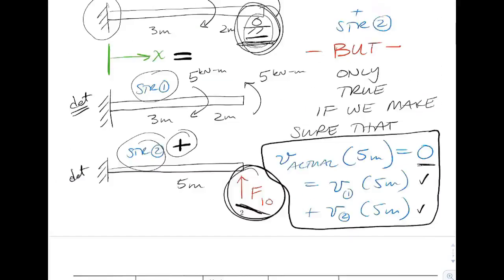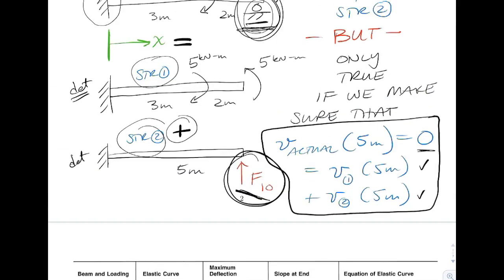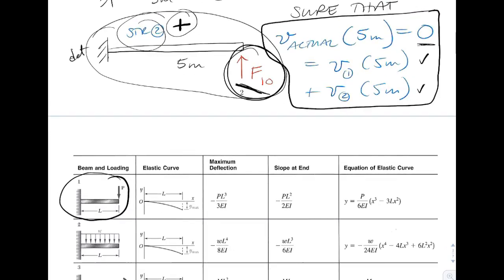We've got a deflection table here. And so we need some deflection. So let's look over here in structure 2. We've got a cantilever with a point load at the end. So that's going to be case 1. We're going to be interested in using the max deflection, which happens to be at the location of the point load. So we're going to end up using PL cubed over 3EI here in just a minute.